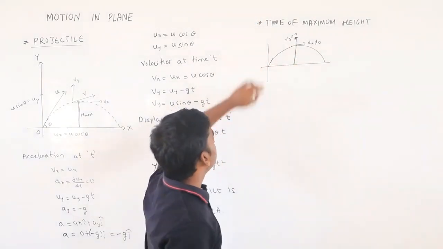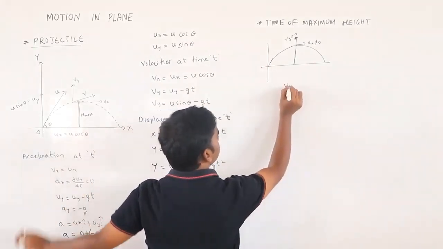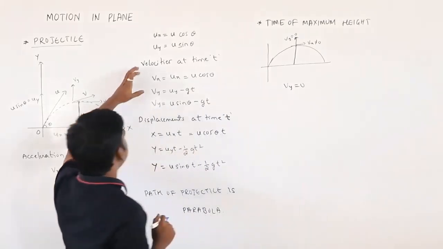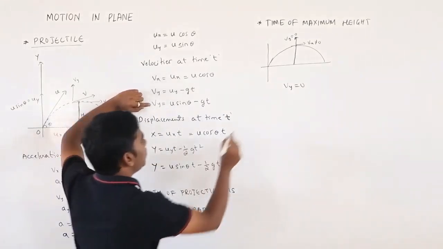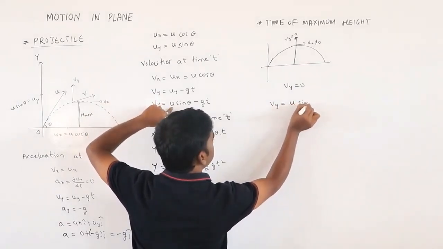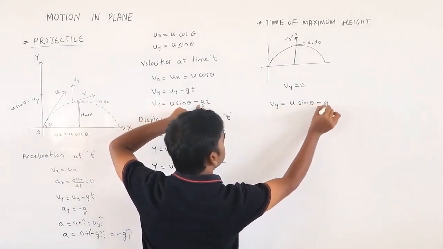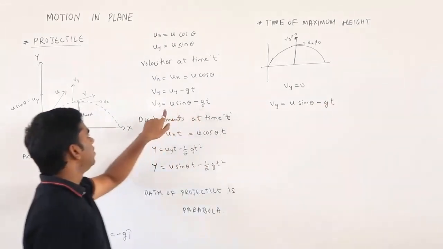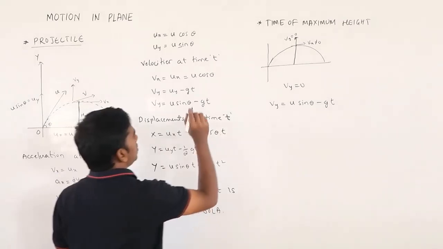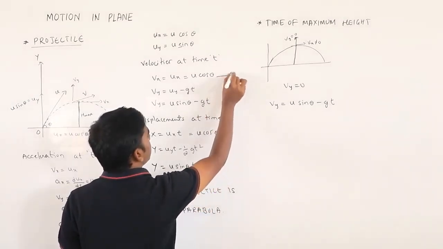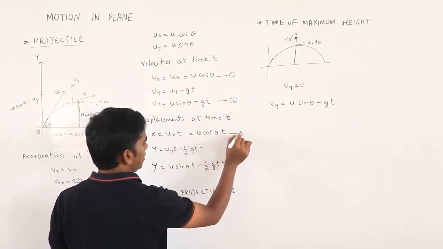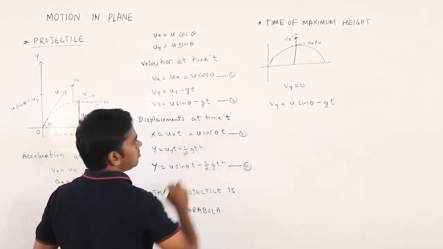So what can you take here? Vy equals 0 for maximum height. So substitute Vy equals 0 here. What is Vy? Vy equals u sin theta minus g into t. You can take these equations as 1, 2, and this as 3 and 4. We will use these many times.